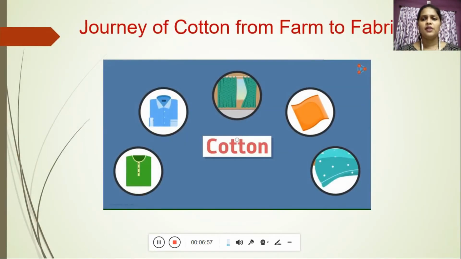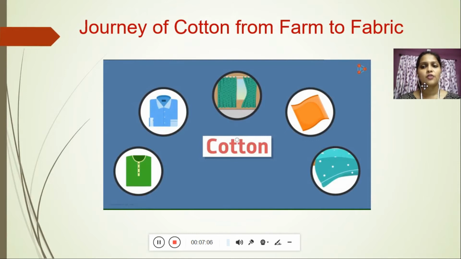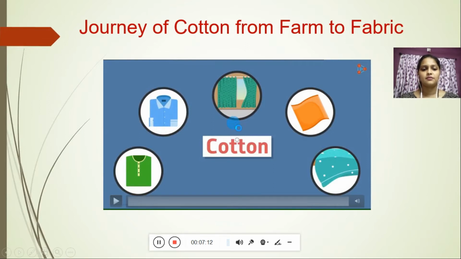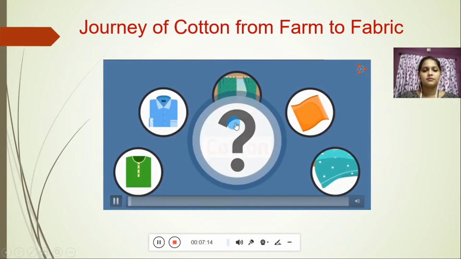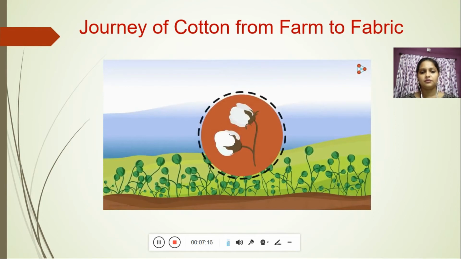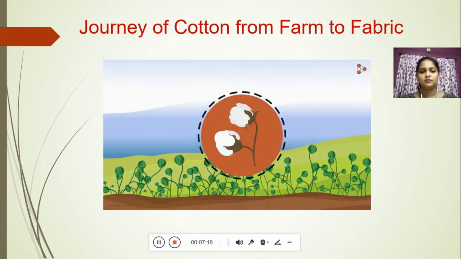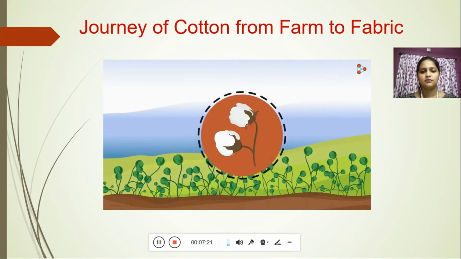Here we will see the journey of cotton from farm to fabric. Let's take a look. Where does the story of cotton begin? It begins from these soft, spongy bolls seen on the cotton plant. Let's get started with them.